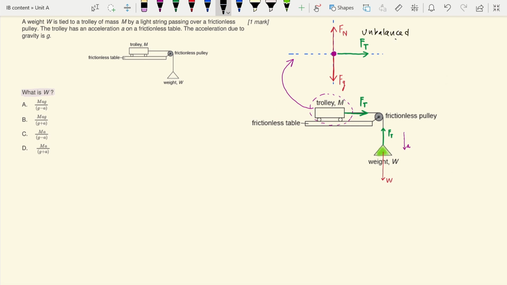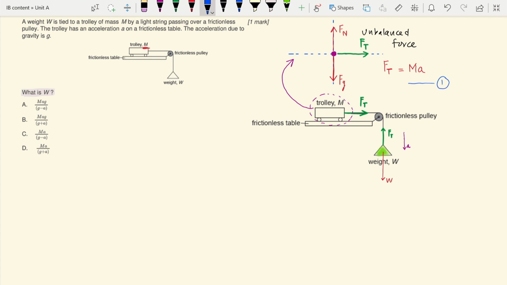If we apply Newton's second law, then according to that, the force of tension, which is our resultant force, must be equal to the mass of the trolley, capital M, times A. It's written here as capital M. So this must be our first equation.